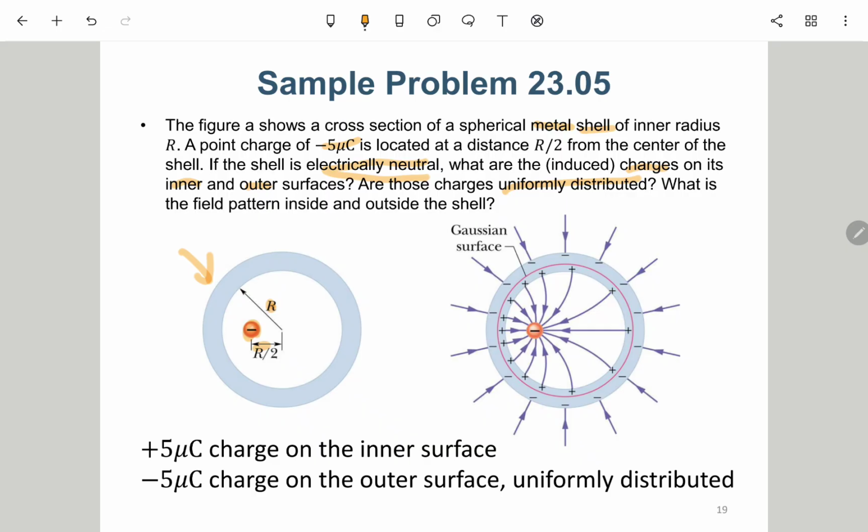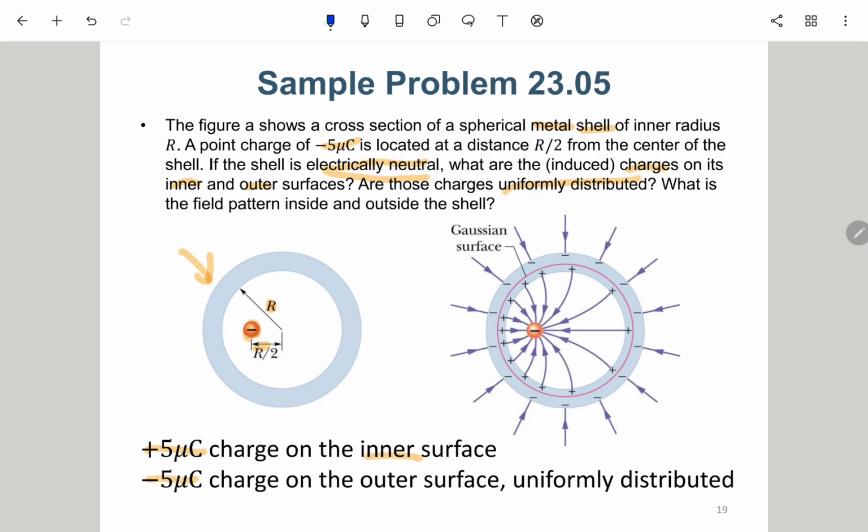When we talk about the induced charge, it is easier to understand. The idea here is there would be plus 5 μC on the inner surface, and thus negative 5 μC on the outer surface, because they must add up to be 0. So why does the inner surface have a charge of plus 5 μC?